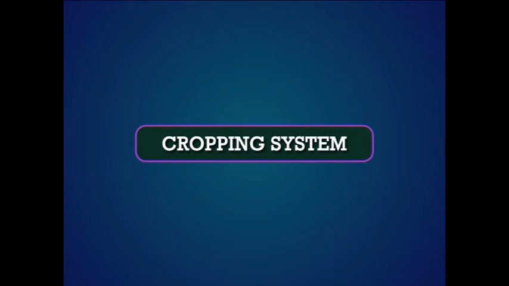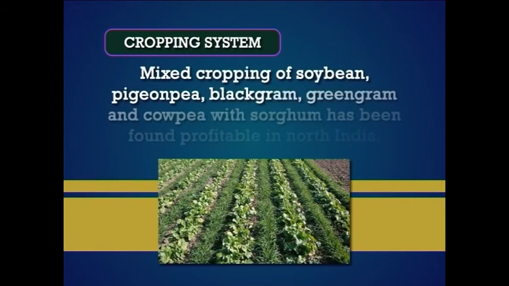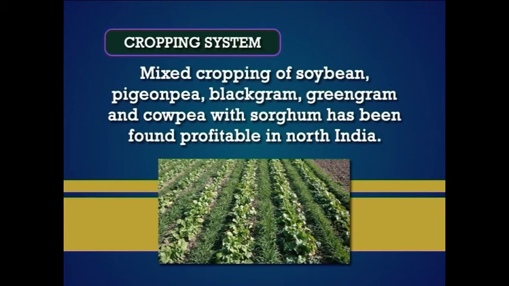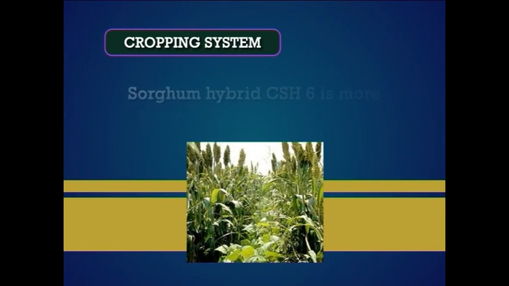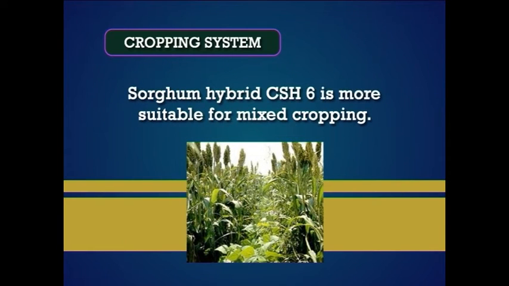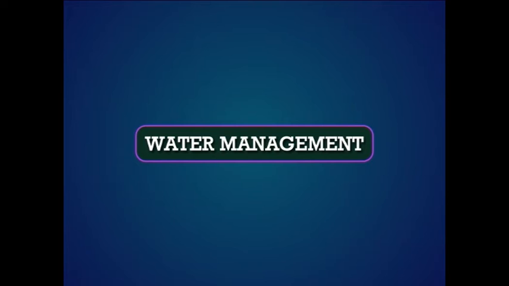Next, we will see about what cropping system can be followed in sorghum. Mixed cropping of soybean, pigeon pea, black gram, green gram, and cowpea with sorghum has been found profitable in North India. Sorghum hybrid CSH6 is more suitable for mixed cropping. Most of the high-yielding varieties and hybrids mature in about 90 to 120 days and fit well in multiple crop rotations.